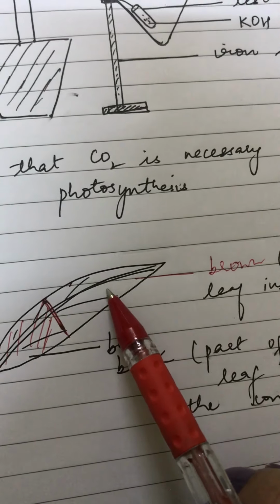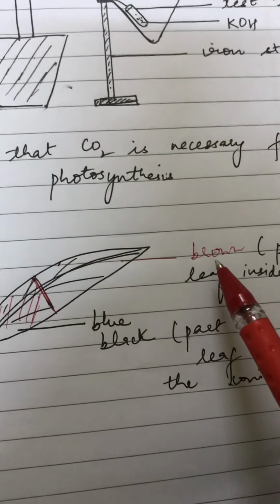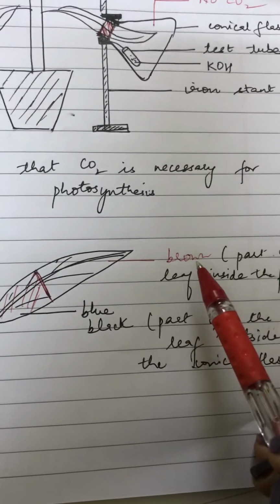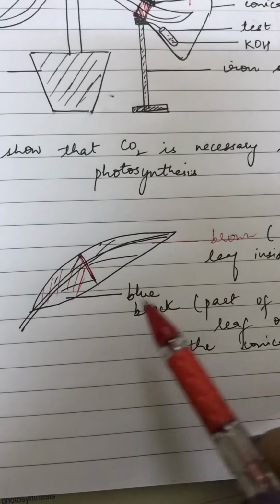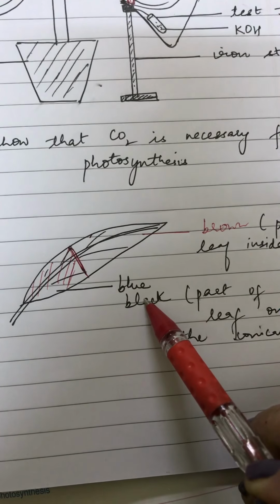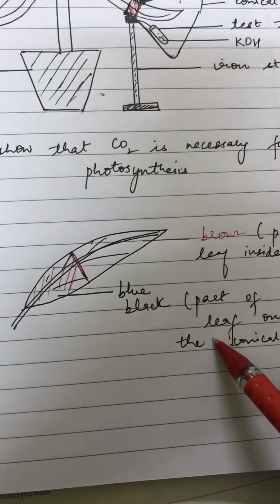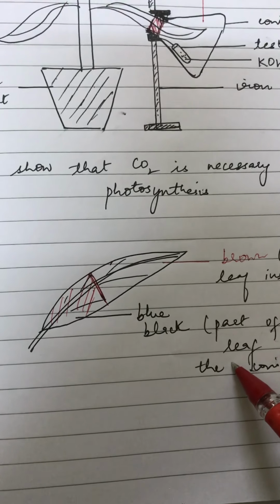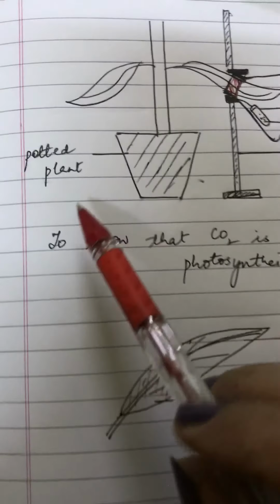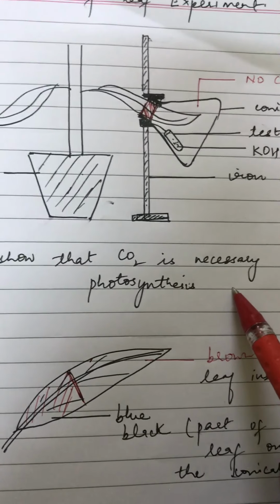areas. So the part inside the flask will take up the brown color of iodine because no starch was produced here as no photosynthesis occurred, and the part outside the flask will take a blue black color with iodine because this part received carbon dioxide and hence it performed photosynthesis. Glucose was produced which was stored as starch. So this is a simple experiment to show that CO2 is necessary for photosynthesis.